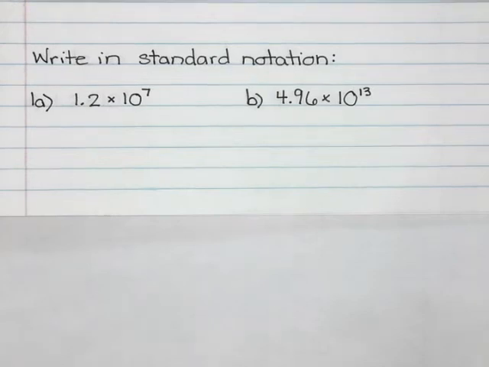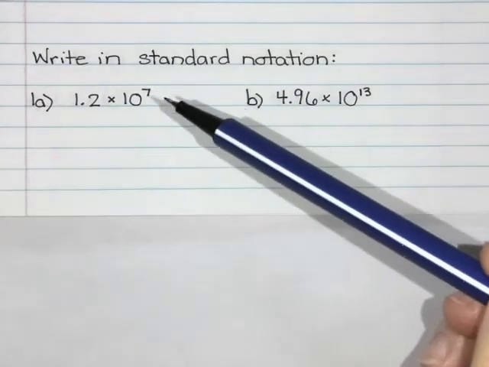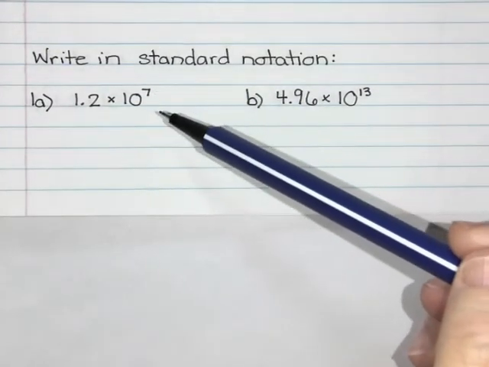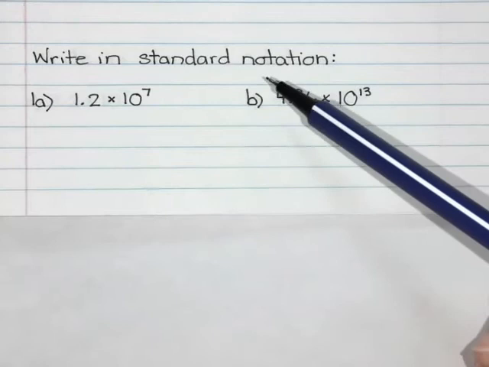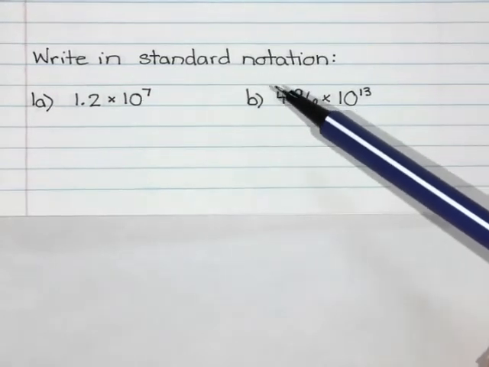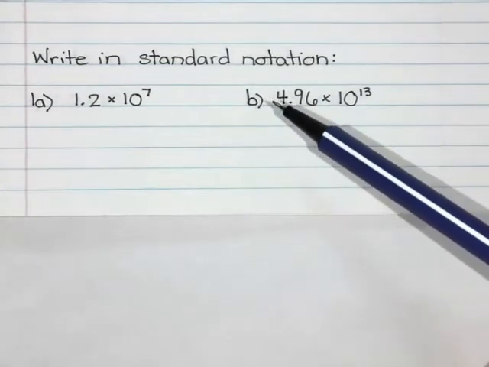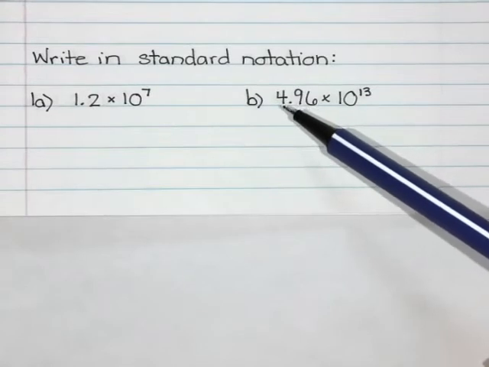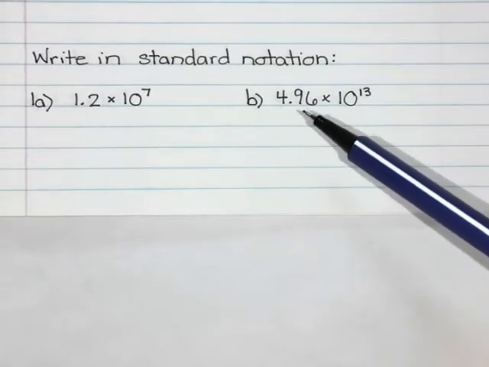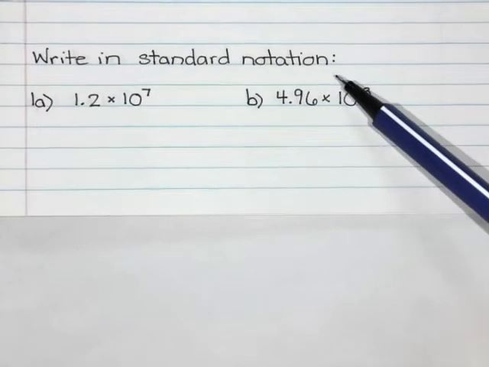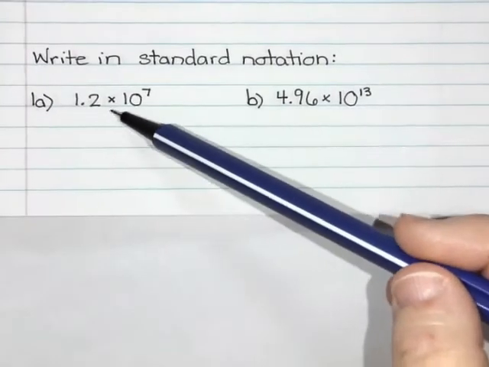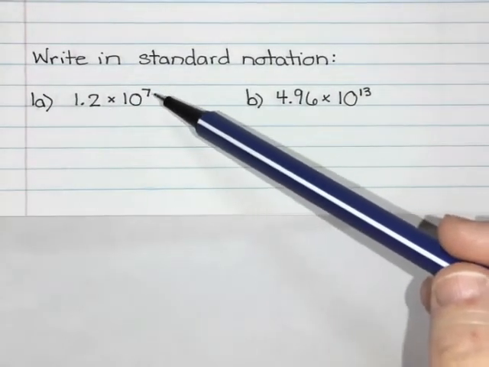In this video, we're going to take a look at how do you take something that's in scientific notation and write it back in what we call standard notation, which is basically just a number. If you did not watch the previous video on scientific notation, I recommend you go back and do that. So it says write in standard notation, and I have the number 1.2 times 10 to the power of 7.